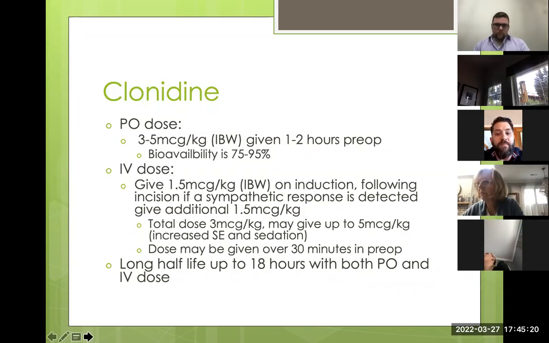You give 1.5 mics per kilo at induction. And then if they're having a sympathetic response after incision, you can start working in another 0.5 to 1.5 mics per kilo. You don't want to give over a total dose of 3 mics per kilo because you're just going to be getting into more of a higher side effect profile. And like I said before, clonidine has a very long half-life, so once you give it, you own it.